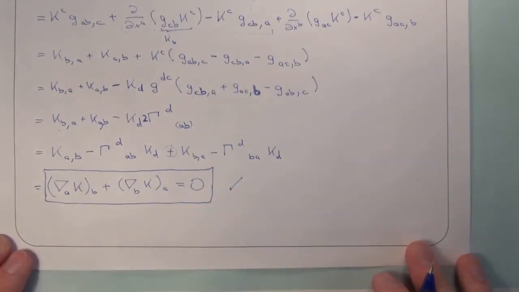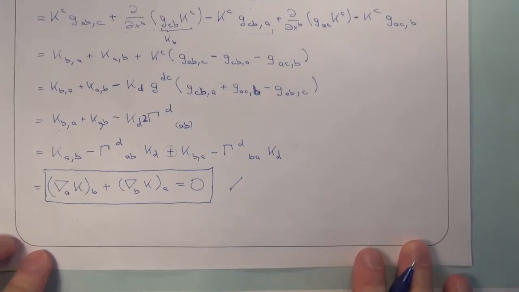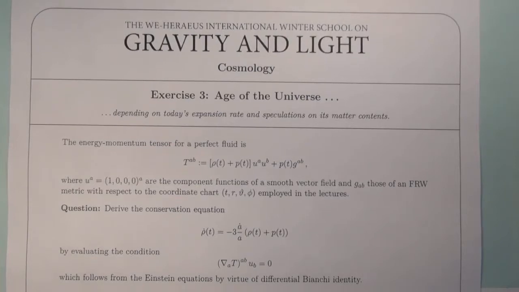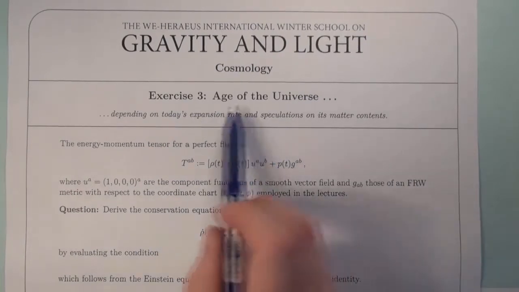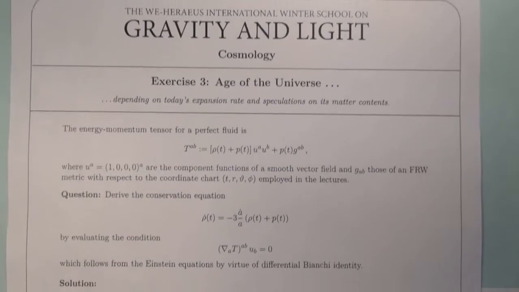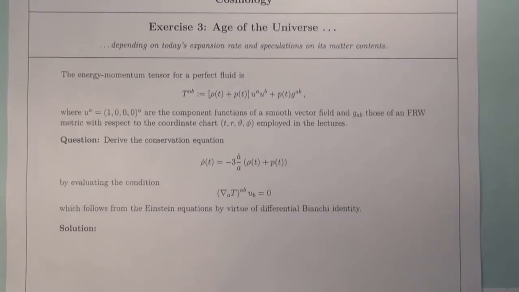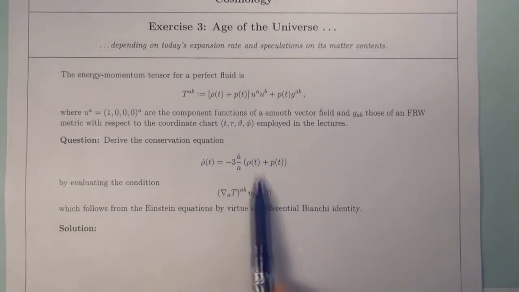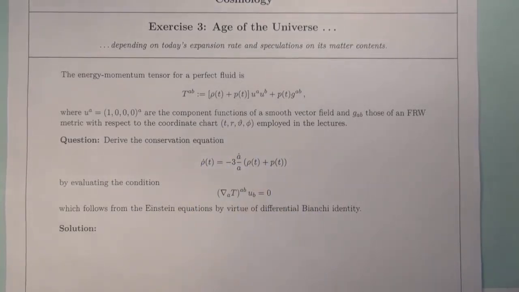Okay, that's it for this exercise. We continue with exercise 3. In exercise 3, we want to estimate the age of the universe by some specific matter model, and we start by first deriving the conservation equation that we need in order to manipulate the Friedmann equations such that we can get the desired result.